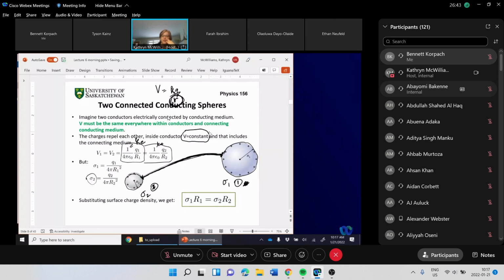And if we make them equal to each other and cancel out terms, substituting in the surface charge density, we get this equation at the bottom here. So we've got a proportionality. The surface density of sphere 1 times its radius is equal to the surface density of sphere 2 times its radius. The left-hand side is equal to the right-hand side. R2 is the small sphere, R2 is small, so sigma 2 must be bigger than sigma 1.